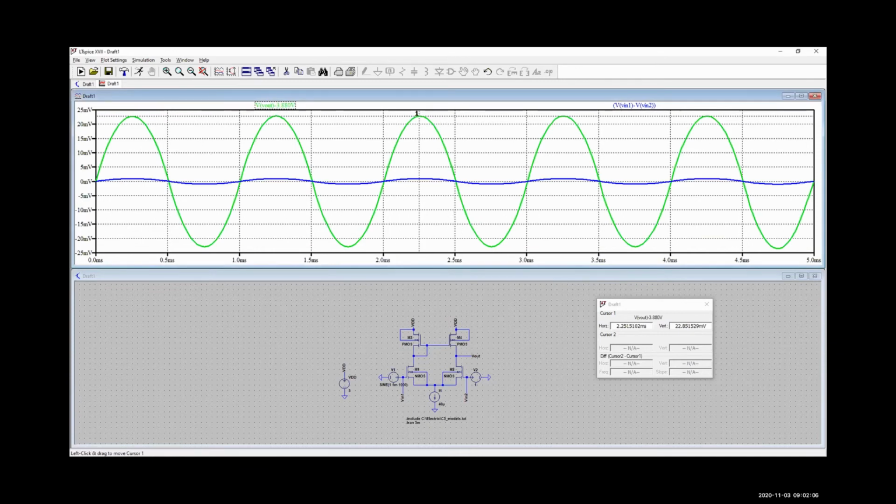So for a 1 millivolt differential input signal, we get a 22.85 millivolt output signal. So our gain has increased by an extra factor of 3 here, okay? It was 7 with the resistor biasing, and now it's up to close to 23 with the PMOS biasing. So we have definitely increased our differential gain. Let's talk about why.